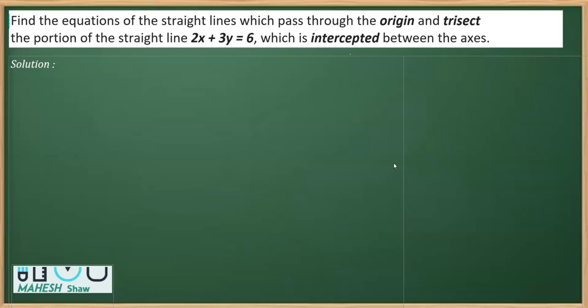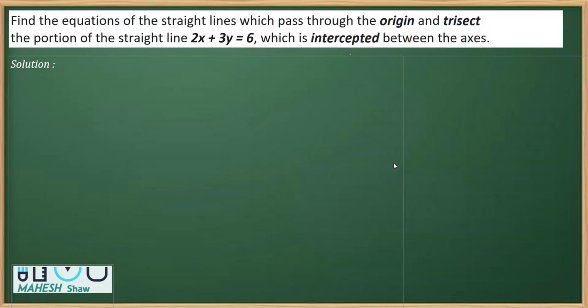The question here says that we have to find the equation of a straight line which passes through the origin, right? We have to find the equation of a straight line passing through the origin and trisecting the portion of the line whose equation is given, which is intercepted between the axes.